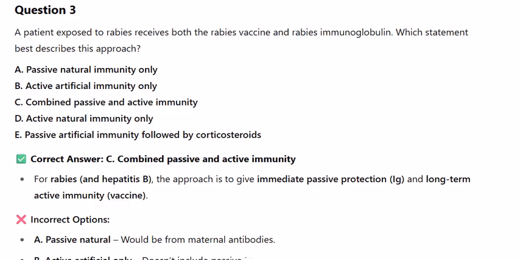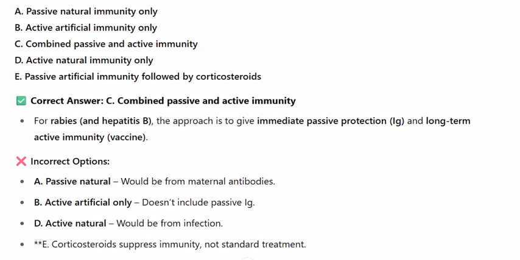For rabies and hepatitis B, the approach is to give immediate passive protection, IG, and long-term active immunity, vaccine. Incorrect options. A. Passive natural would be from maternal antibodies. B. Active artificial only, doesn't include passive IG. D. Active natural would be from infection. E. Corticosteroids suppress immunity, not standard treatment.